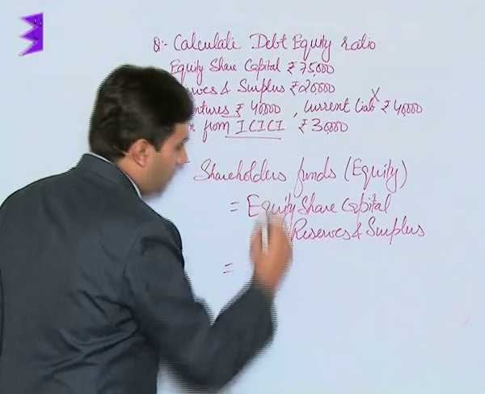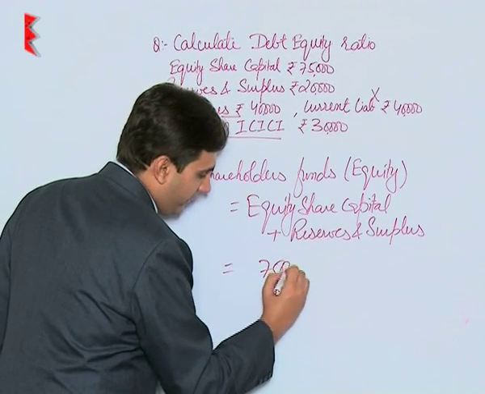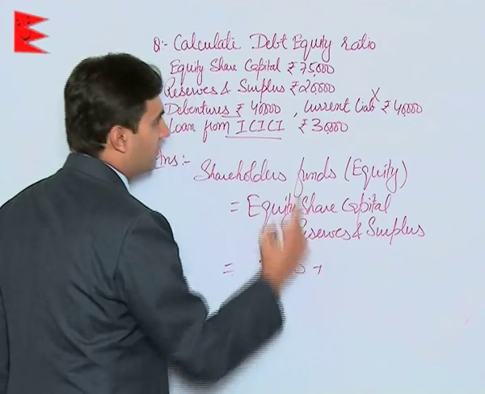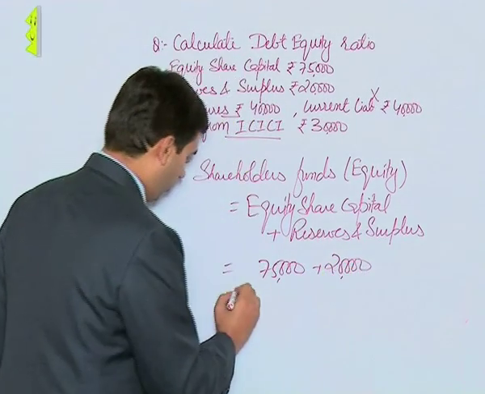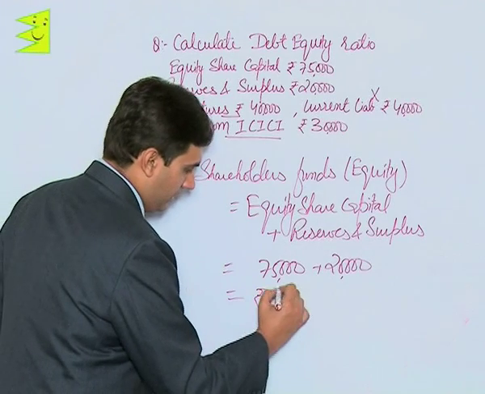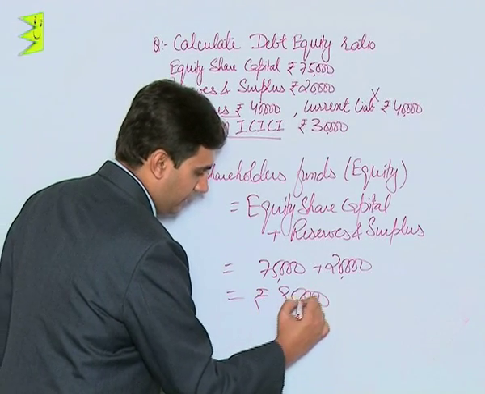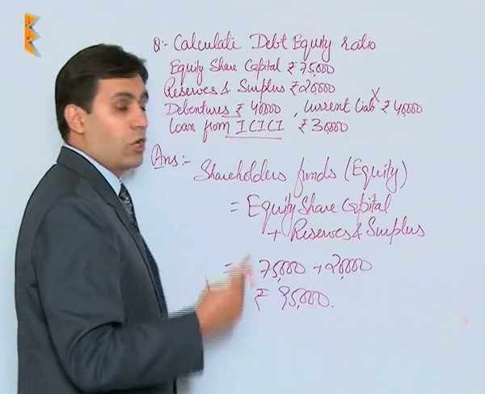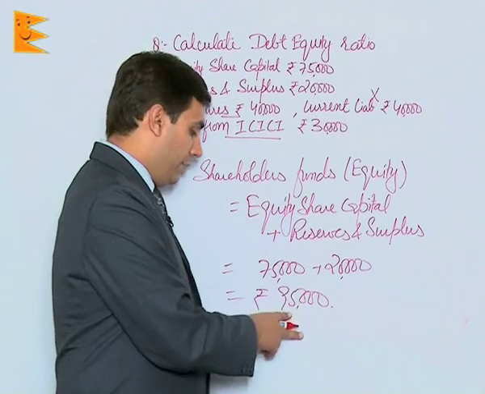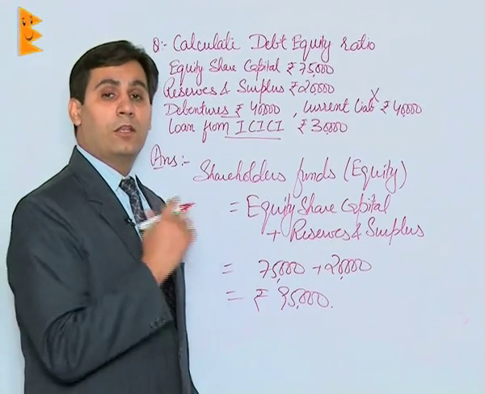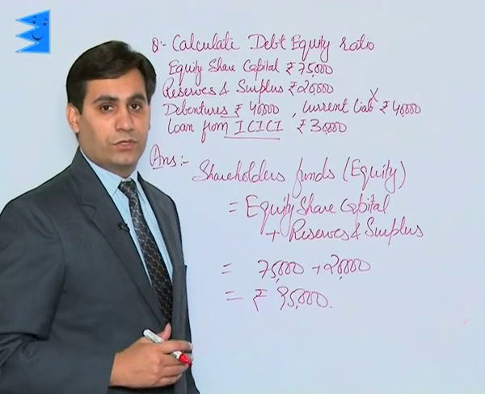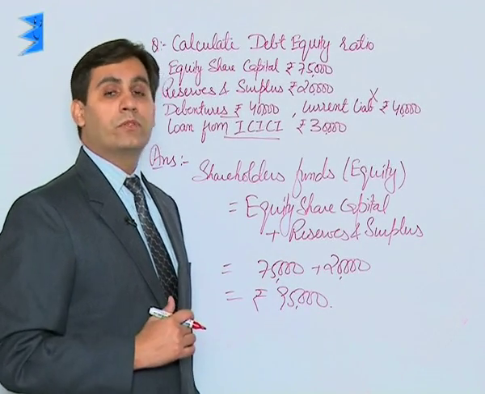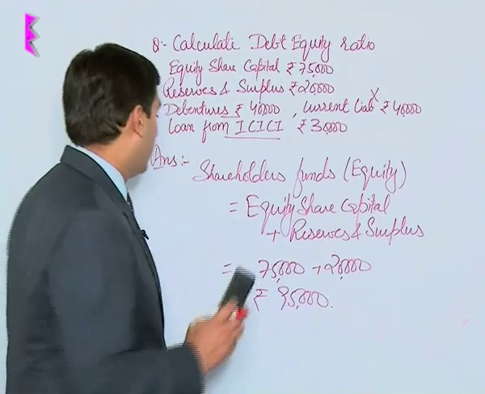Let us see the values. The value of equity shares is 75,000. The value of reserves and surplus is 20,000. That means total equity is rupees 95,000. So now we have both the values. Equity is equal to 95,000 and long-term debts, as we had calculated earlier, were 70,000. So now let us move to calculate the ratio.